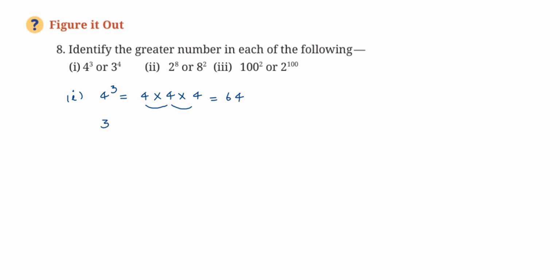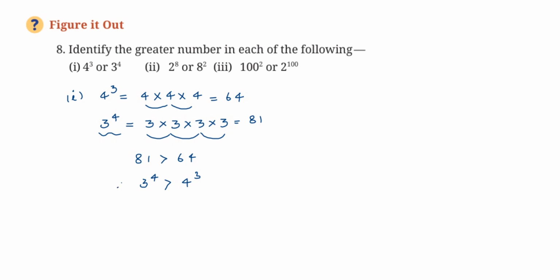Now what is 3 to the power 4? You're multiplying 3 by itself 4 times. So 3 3s are 9, 9 3s are 27, 27 3s are 81. Now which one is greater? 81 is greater than 64. So let's write here 81 is greater than 64. But what is 81? It is 3 to the power 4. So 3 to the power 4 is greater than 4 to the power 3 or 4 cubed. So this is the first one.